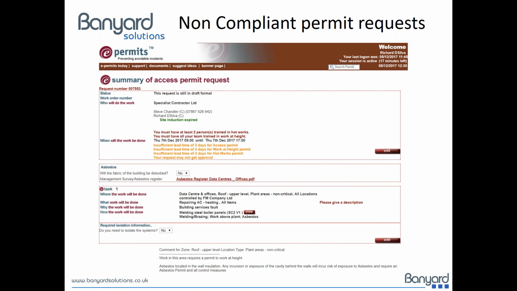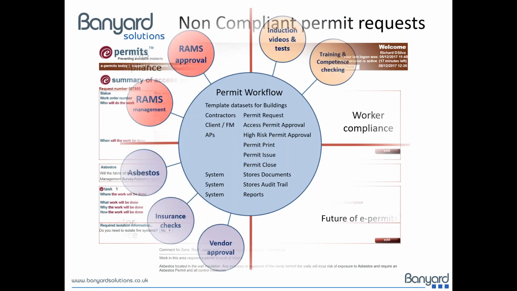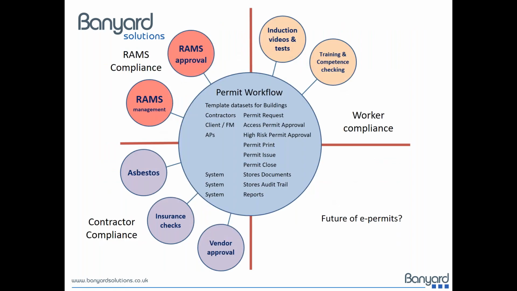So this is showing you how these compliance modules are really doing those checks and balances to make sure you're totally compliant before work starts on any project. So that's in essence the system. So we have, as I say, the permit workflow module in the middle, which does a whole range of different tasks, and in essence replaces paper, gives you a digitized version of paper. We've got the RAMS compliance module, contractor compliance module, and worker compliance modules as well. What are we doing in the future?